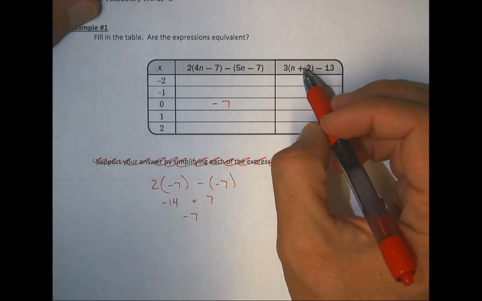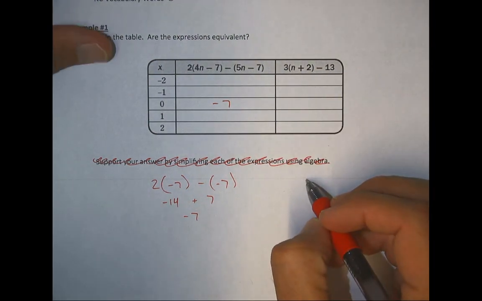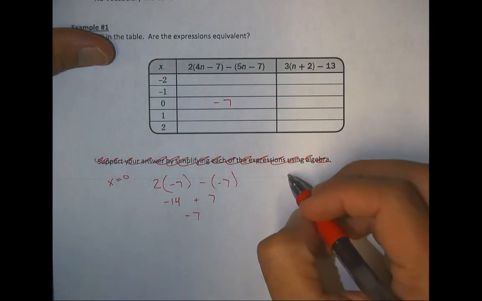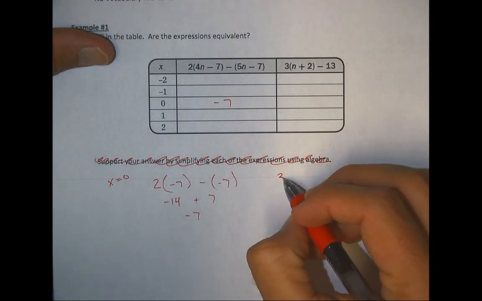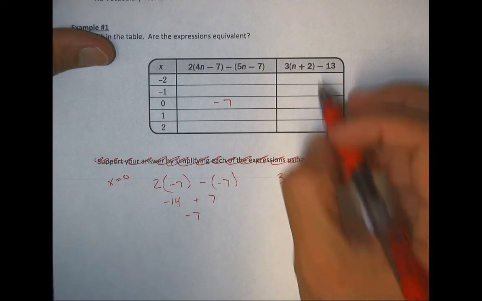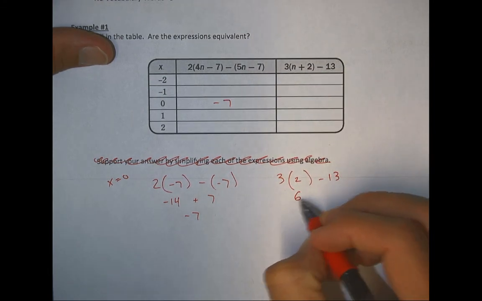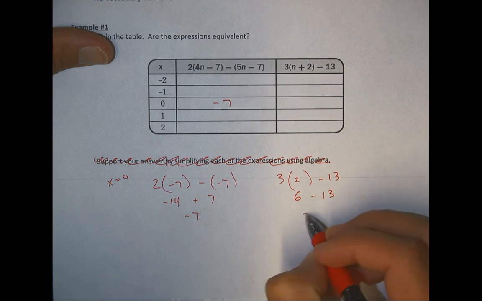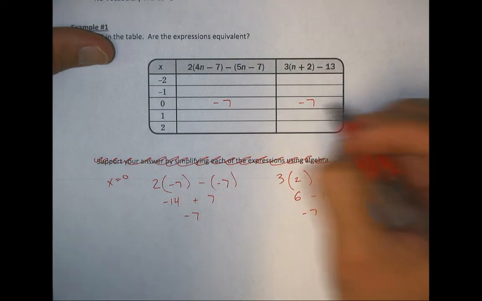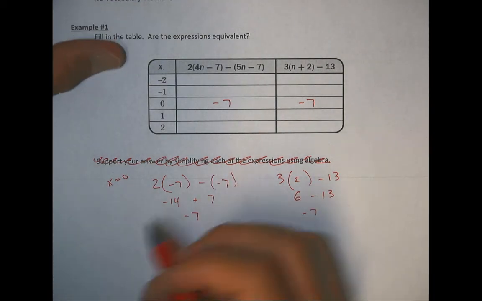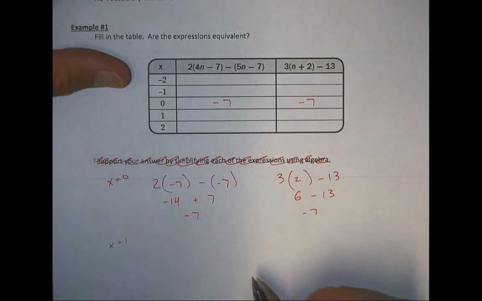So let's see what happens here. If I plug in 0, so let's go ahead and say that this is x equals 0. So our work makes sense here. So it's going to be 3 times 0 plus 2 is 2, minus 13. So it's 6 minus 13, and that is negative 7. So these appear equivalent. They do produce the same answer for 0. So let's move on to some positive numbers. Let's try x equals 1.